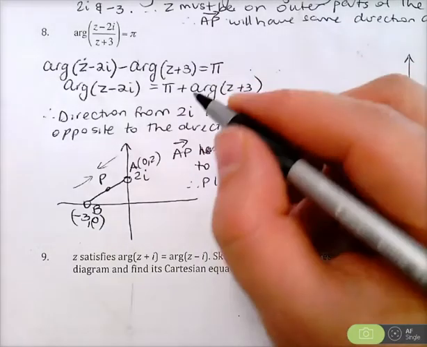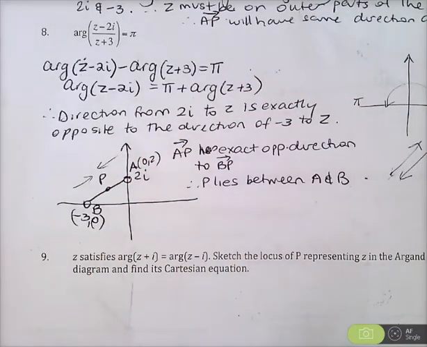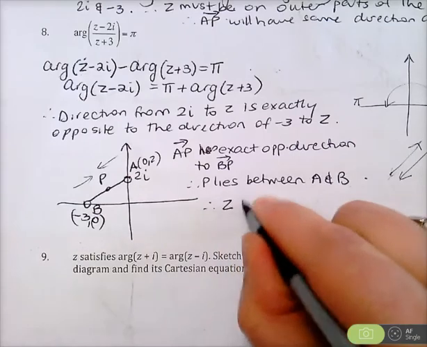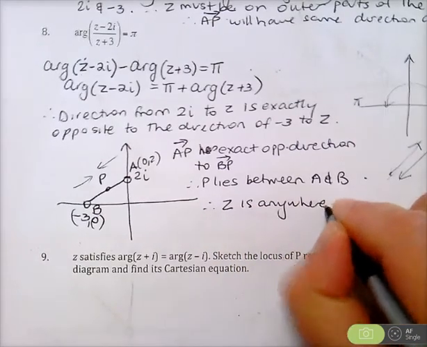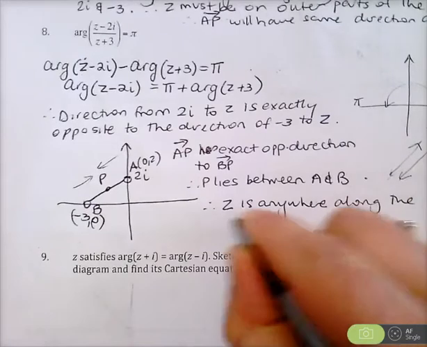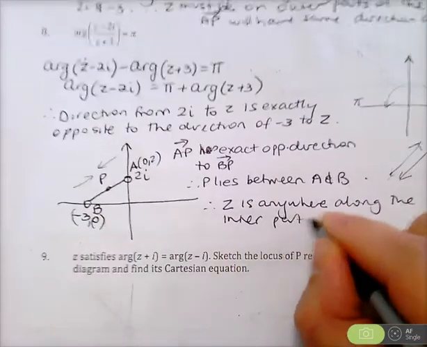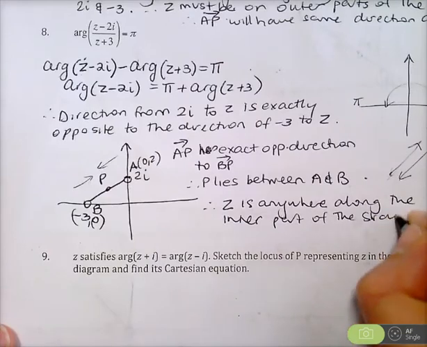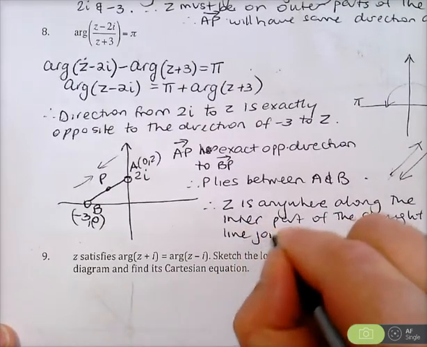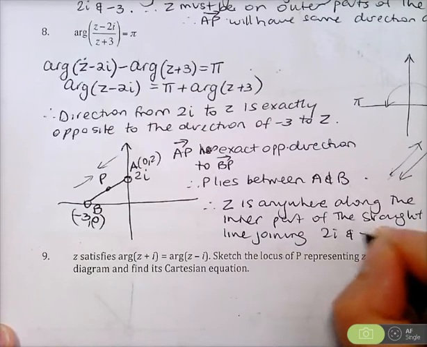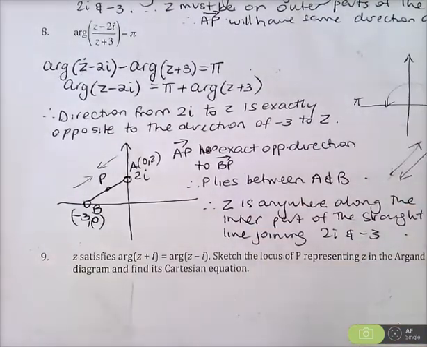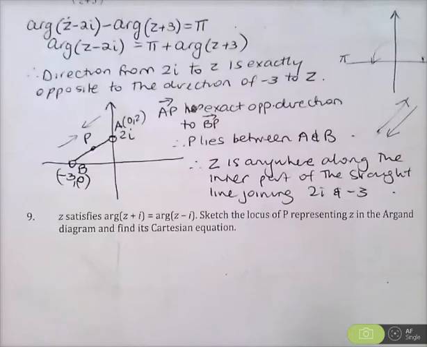Okay? So therefore z is anywhere along the inner part of the straight line joining 2i and negative 3. In other words, AP and BP are in exact opposite directions. Got it? Okay. Now, question 9.